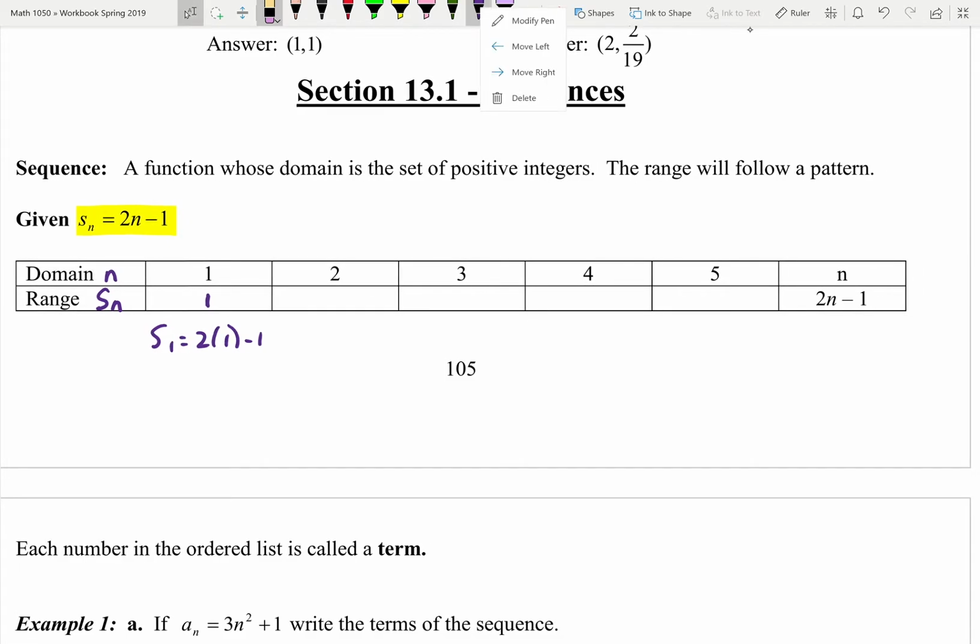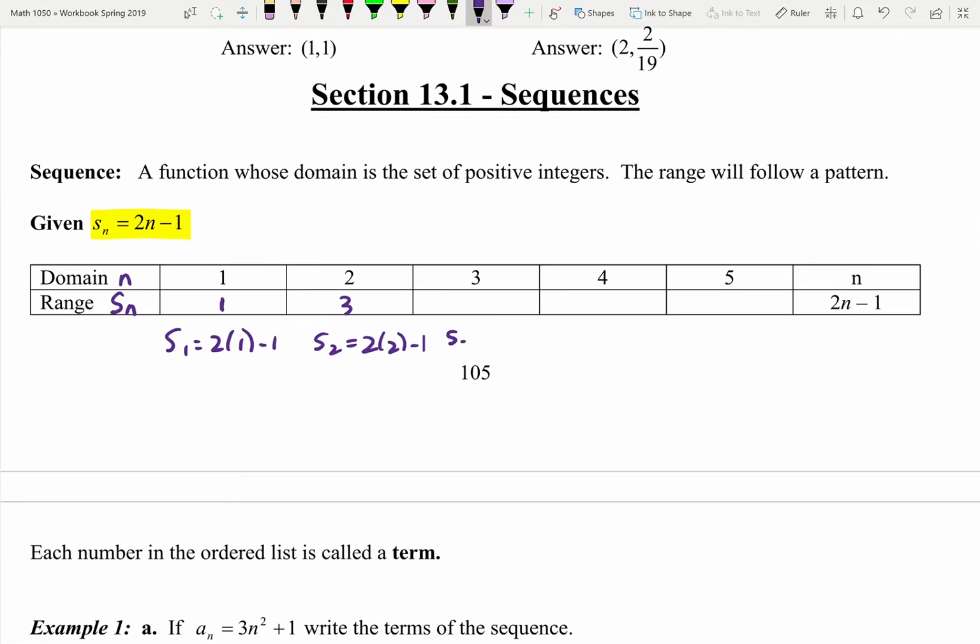So this just s of 2 is equal to 2 times 2 minus 1. That's 4 minus 1, which is a 3. Now n is 3. So this is s sub 3 is 2 times 3 minus 1. That's 6 minus 1, which is 5. S sub 4 is 2 times 4 minus 1. That's 8 minus 1, which is 7. This is S sub 5 is 2 times 5 minus 1. That's 10 minus 1, which is a 9.